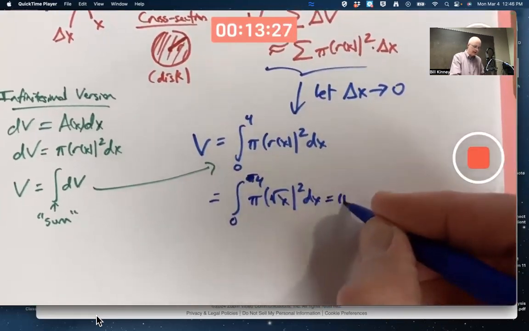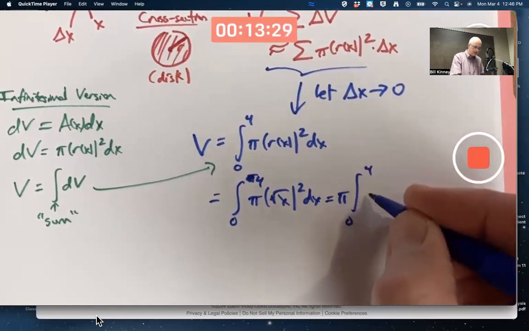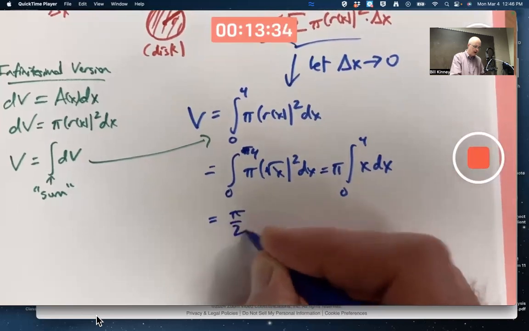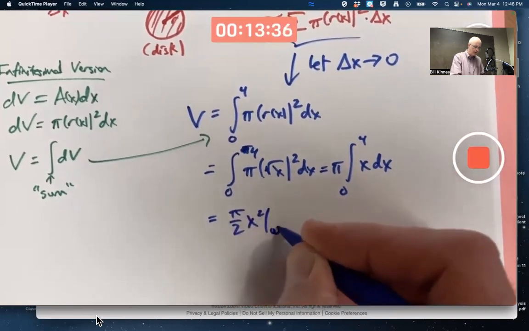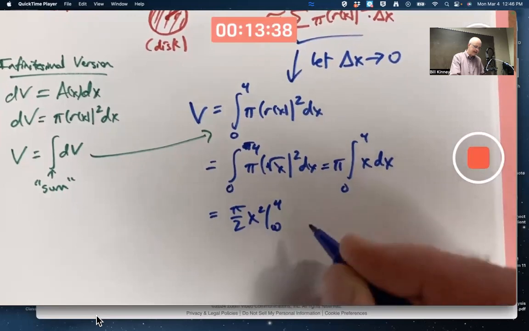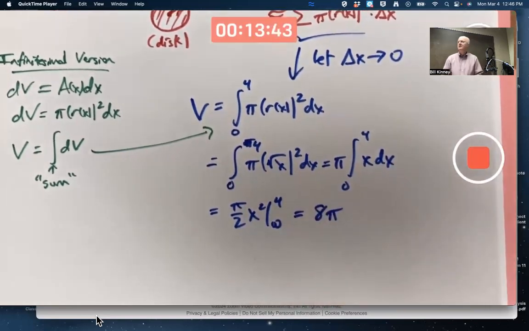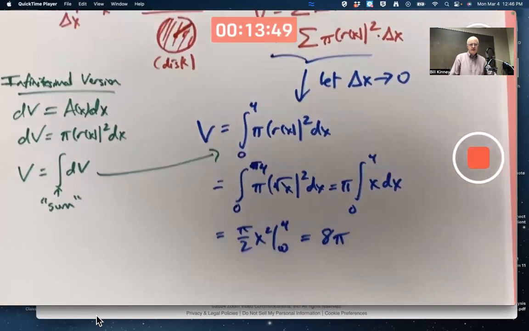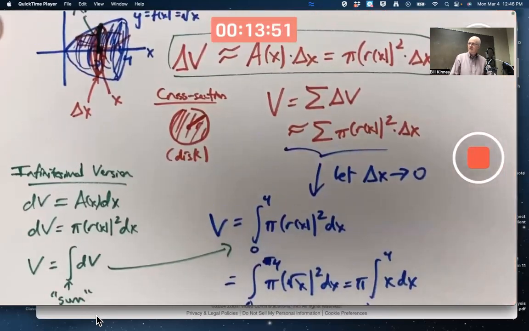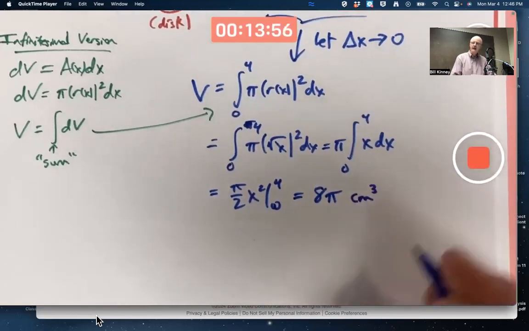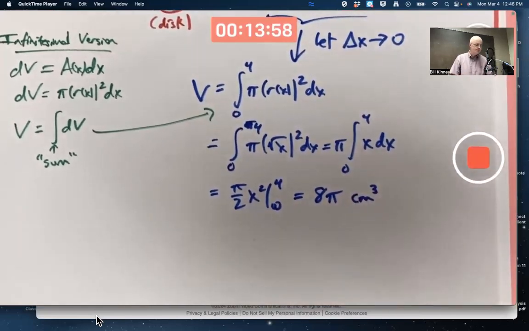So you actually end up with a pretty easy integral to do. You get pi over 2 x squared evaluated from 0 to 4. 4 squared is 16. 16 divided by 2 is 8. 8 pi would be the answer, which is in the ballpark of 25 or so. If the units of length were, say, centimeters, then the units of this would be cubic centimeters. If the units of length were meters, this would be cubic meters.